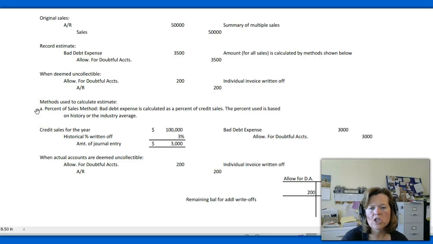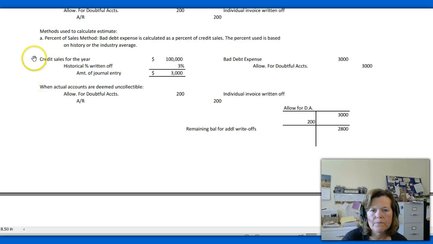The first one we'll take a look at is the percent of sales method. Bad debt expense is calculated as a percent of credit sales, and the percent used is based on history or the industry average. So you'll be given the percent to use for these calculations. If you were a manager in a business, you would have to determine that, again, either based on what historical write-offs have been or if you have an industry average to use.